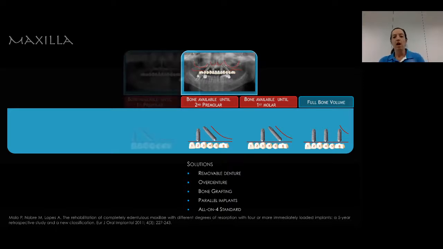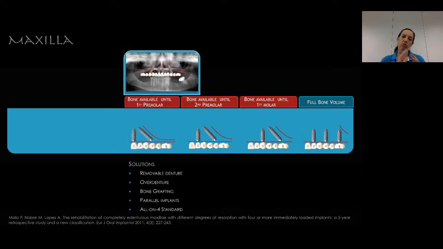Okay? Now, the limit of our all-on-4 standard protocol is when the posterior implant comes out in the area of the first premolar, so that in the future, in the final prosthesis, it has 2 teeth in cantilever. So this is our limit in the all-on-4 standard. Why? Because after this, when we lack the bone in the back, what do we do? Well, basically, we start to go for the zygoma.